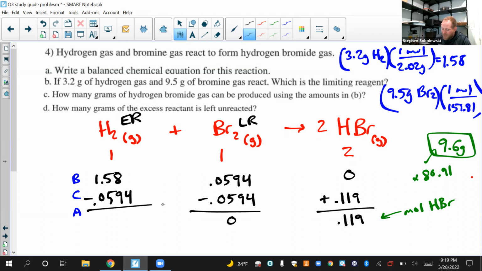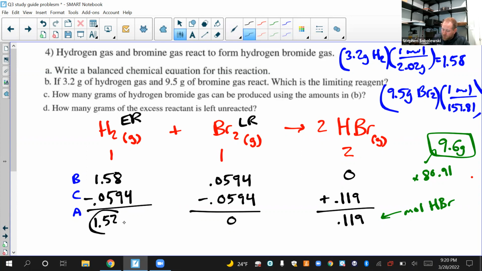So now we do the subtraction. 1.58 minus 0.0594 gives us, and I want to be very precise here, decimal places. I have 2 decimal places up top, 4 decimal places here. I'm going to limit this to 2 decimal places, and I'm going to call it 1.52 moles remain. So my BCA table is complete. All the numbers you see in black there are in moles. And this is going to help us answer part D, which is how many grams of the excess remain.